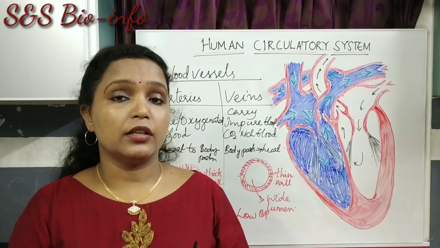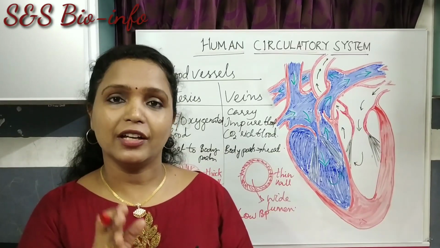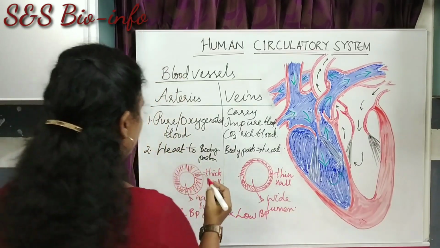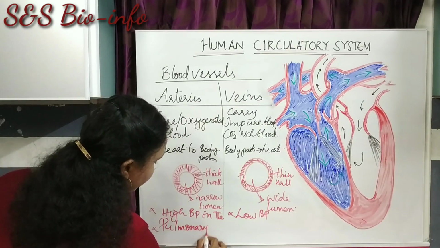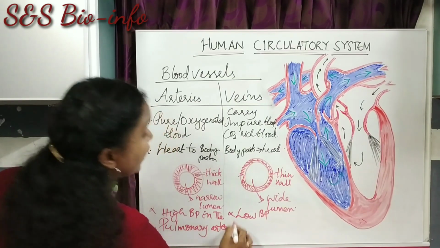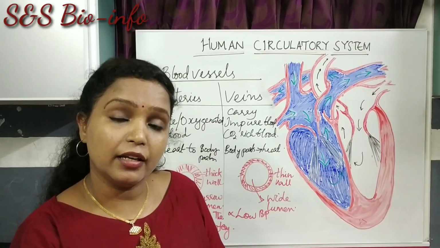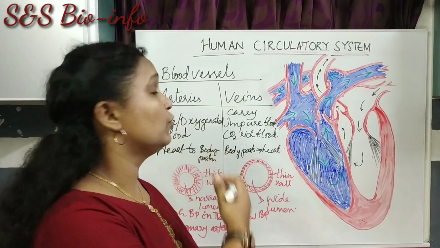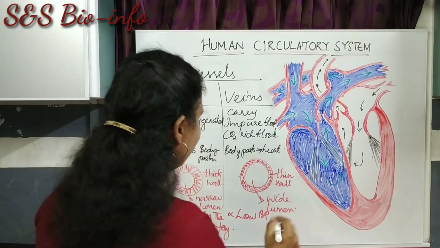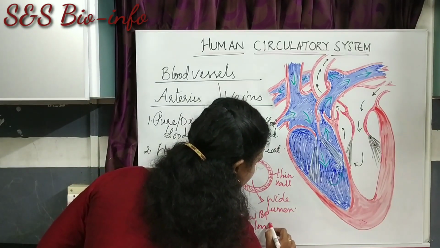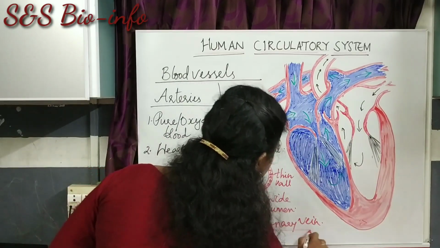So here in the body there is one artery that carries impure blood. That is pulmonary artery. Pulmonary artery is the artery that carries impure blood. All except the pulmonary artery, all other arteries carry pure blood. In the case of veins, the only vein that transports pure blood is the pulmonary vein. See here, don't be confused.